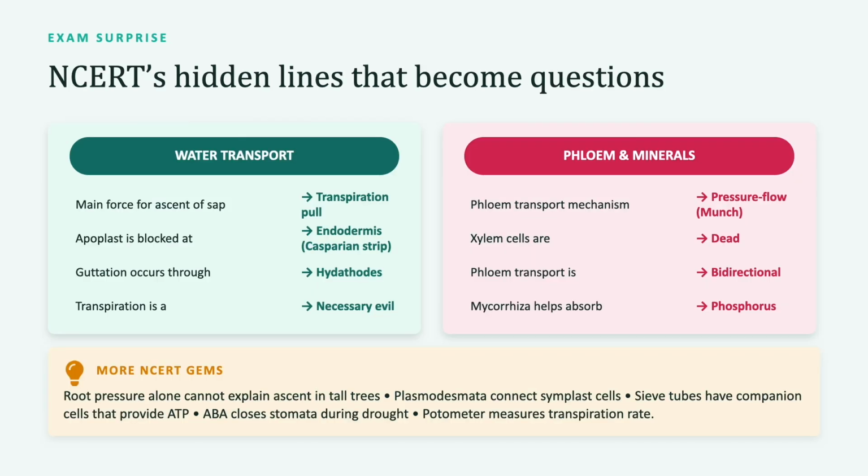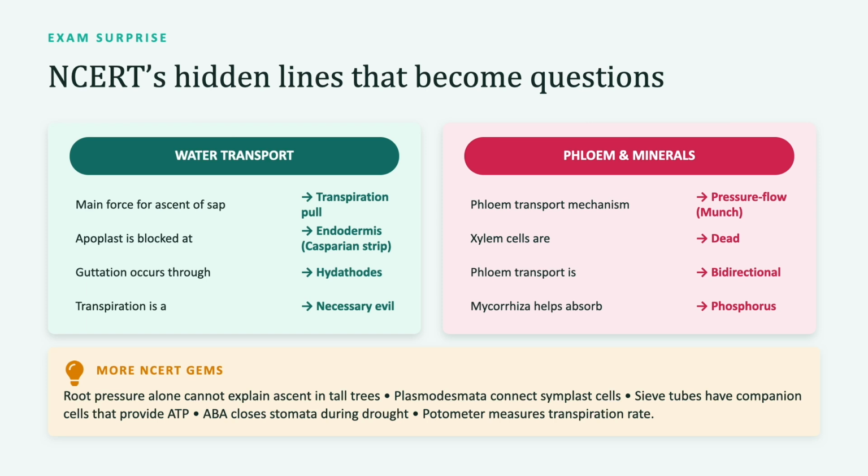Surprise round, where NCERT hides lines that become direct questions. In water transport, the main force for ascent of sap is transpiration pull. The apoplast is blocked at the endodermis by the Casparian strip. Guttation occurs through hydathodes and transpiration is a necessary evil. In phloem and minerals, the pressure flow hypothesis by Munch explained phloem transport. Xylem cells are dead. Phloem transport is bidirectional. Mycorrhiza especially helps absorption of phosphorus.